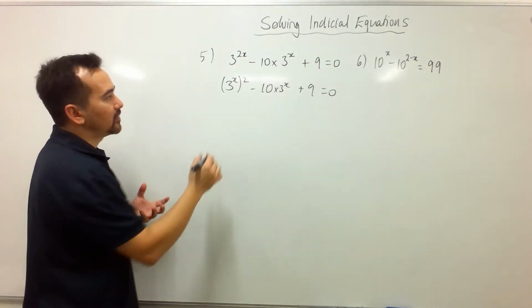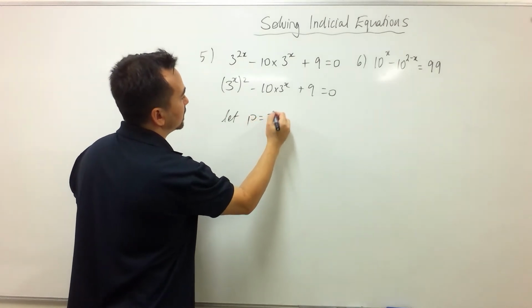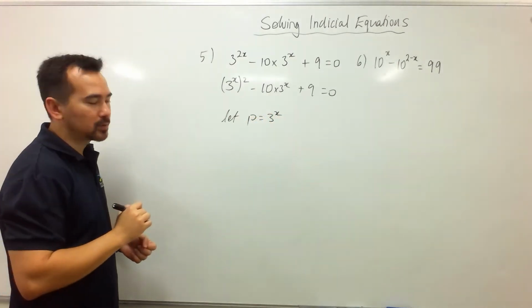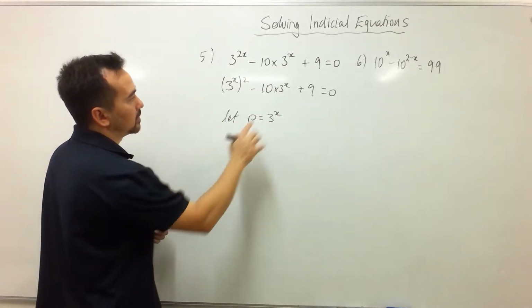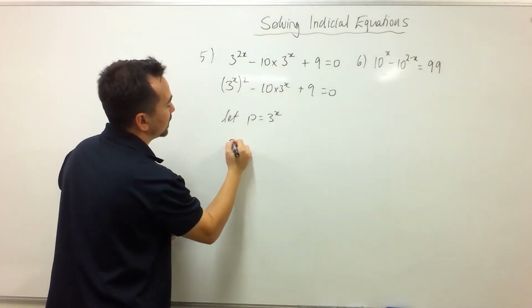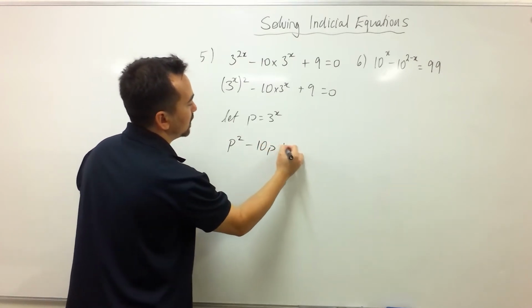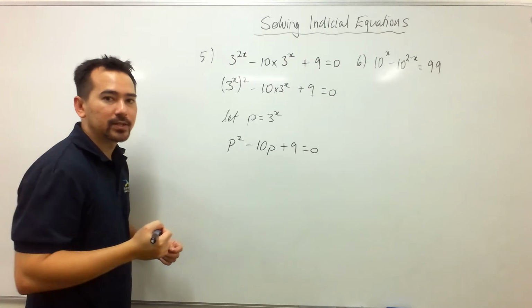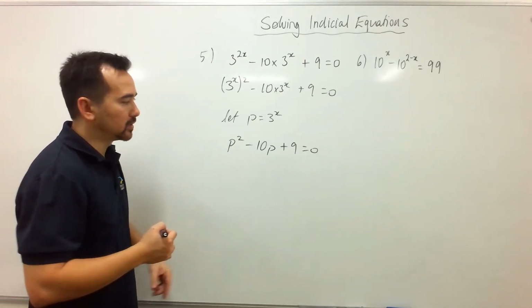So I'll make that even clearer by saying let p equal 3 to the power x. Okay, so I'm substituting p instead of 3 to the power x there. It looks like this: p squared take away 10p plus 9 is equal to 0. So you can see that it is a quadratic, and we're going to get two answers.